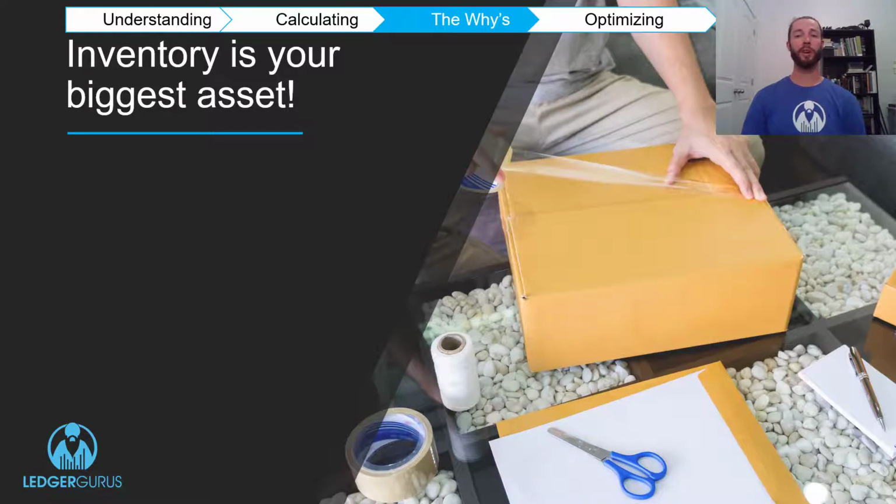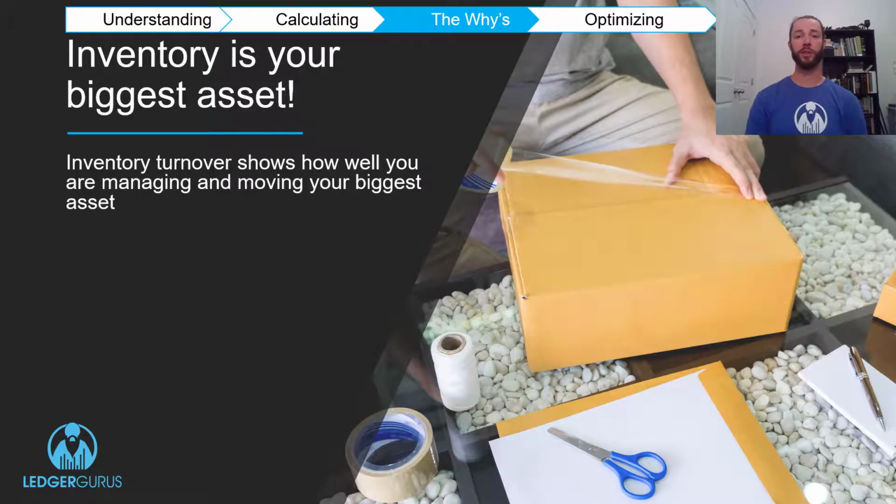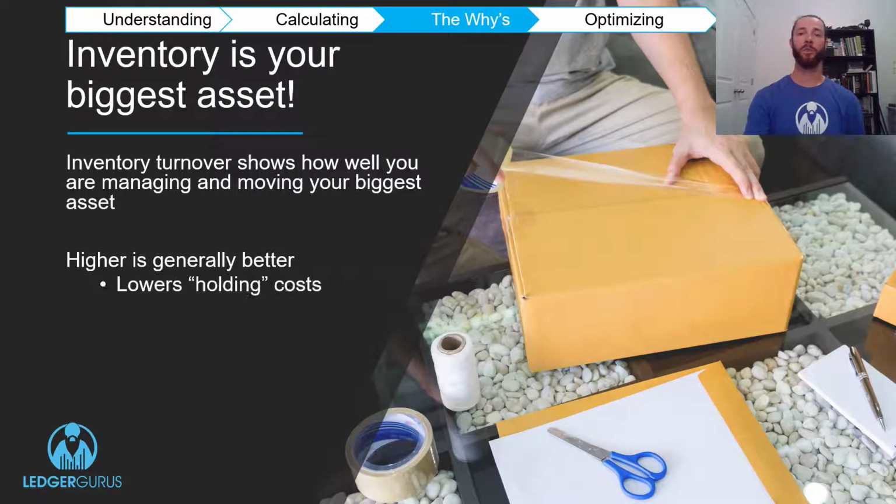First of all, inventory as an e-commerce seller is likely your biggest asset. So your inventory ratio is a good indicator of how well you're managing that asset and moving it through your business. In general, you want your inventory turnover to be higher. And what it means when your inventory turnover is higher is that you're likely reducing a lot of costs that get tied up in warehousing your inventory. All the warehousing costs, the dead inventory. If you're holding inventory for a long time, you likely have more dead inventory.